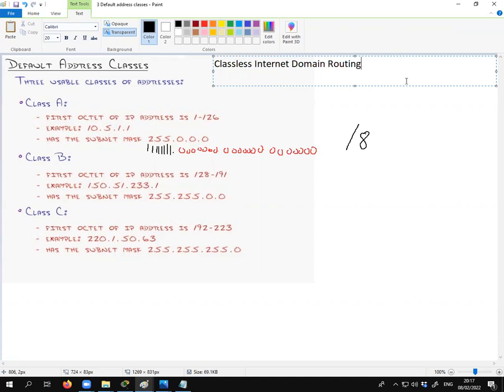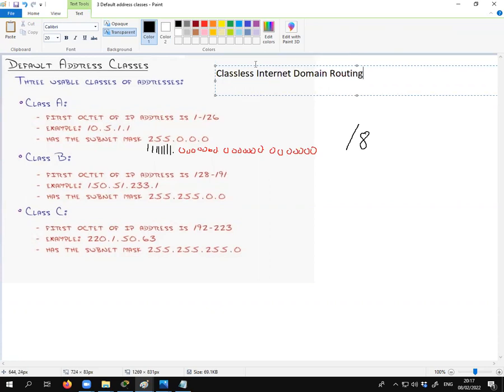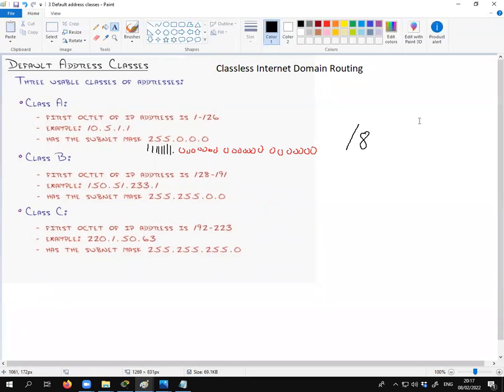CIDR, C-I-D-R, as opposed to the stuff you drink on a Friday night on a summer's evening. Classless Inter-Domain Routing. Okay, so it's the /8. Does everyone see where it's a /8?